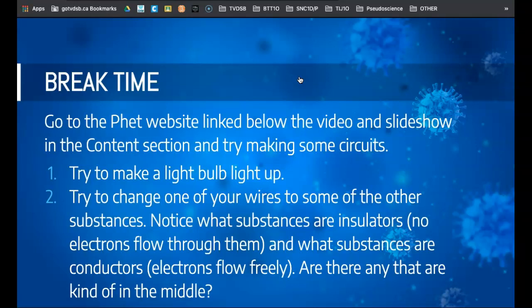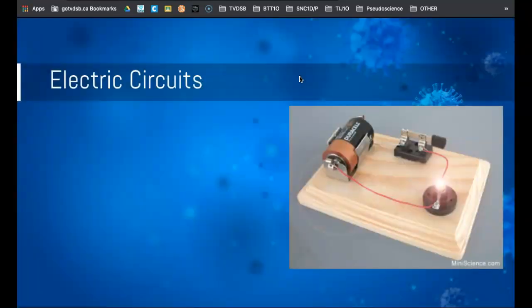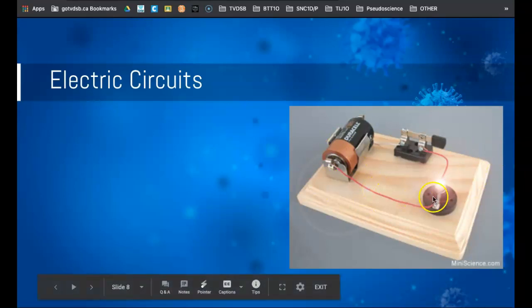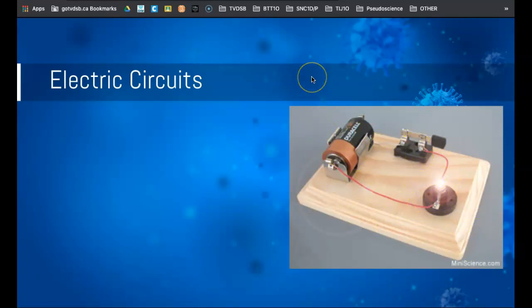All right, so let's move on to the second part. We're going to talk specifically about, in this video, the different parts of electric circuits and the different types. If you take a look at this picture over here, you can see a fairly simple little circuit. We've got a battery, we've got some wires, we've got a switch, and we've got a light. And realistically, those are the 4 major components that you would need for an electric circuit.